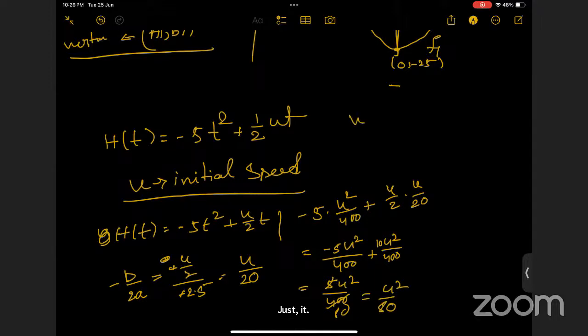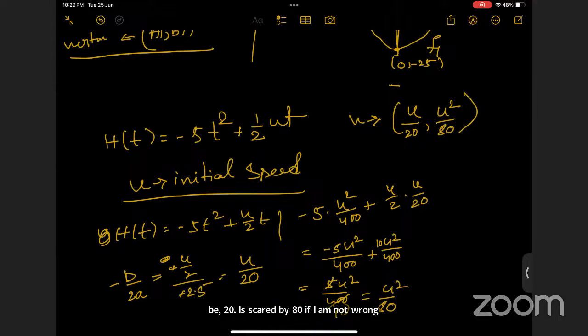So our vertex will be u by 20, u squared by 80, if I am not wrong. Then this is our vertex. Ma'am, how are you getting u by 20? Just minus b by 2a. If you have the formula minus b by 2a, right? So from that formula, we can find the value of x and just put the value in the equation. Then from this, we can find the value of y. So this is our vertex here.